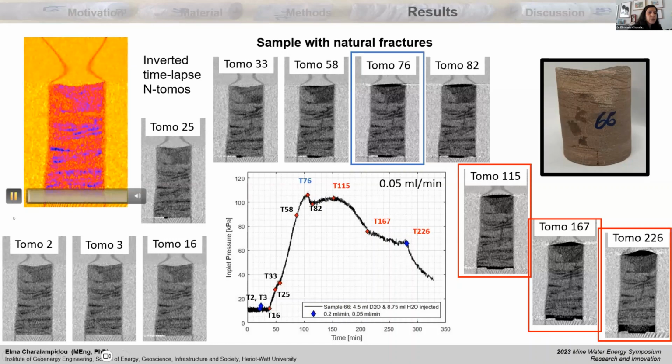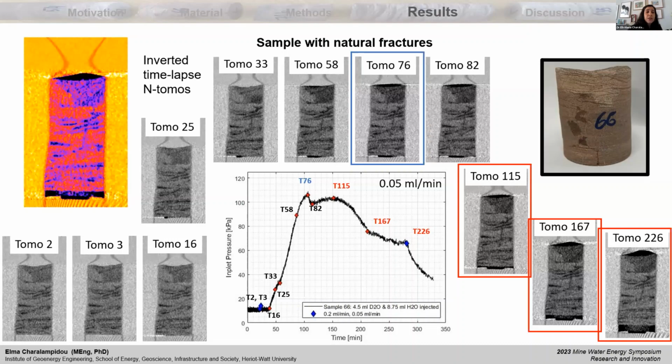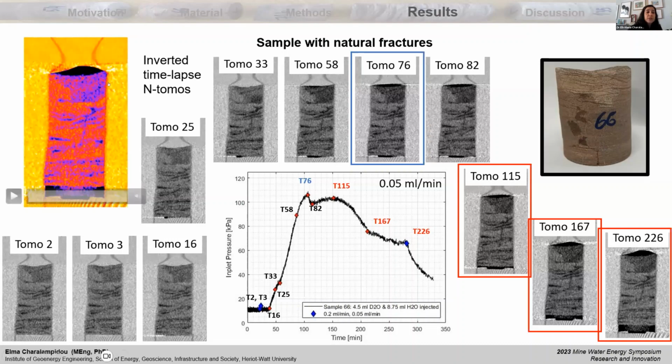And I'll try to illustrate the whole process with this video here, where we see that the water gets into the sample, the zones get darker, so they get saturated, and the water migrates through the fractures and reaches the top part of the sample. So we have an interaction between these zones and the vertical fractures.